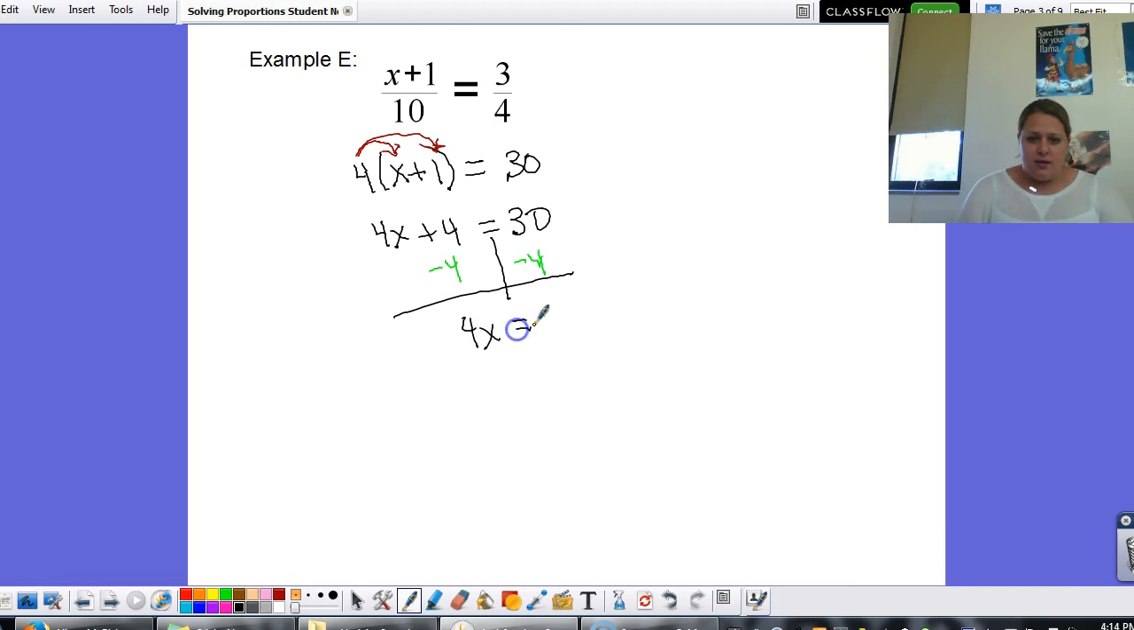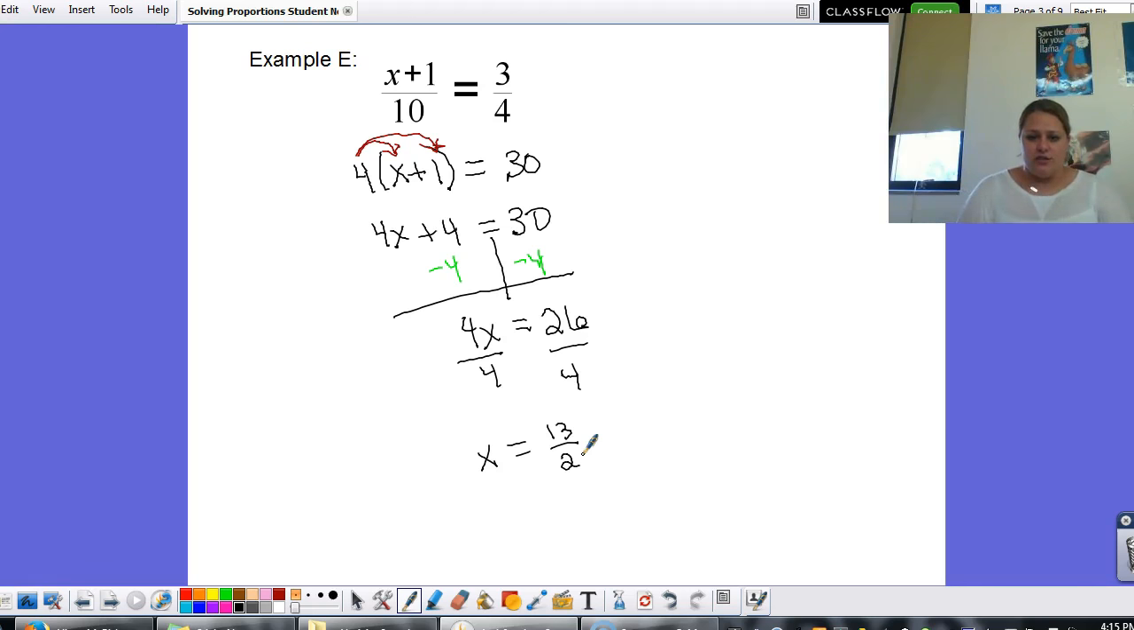4x equals 26. Divide by 4. This isn't going to work out beautifully to an even integer. That's okay. Divide by 2, and I get 13 halves.